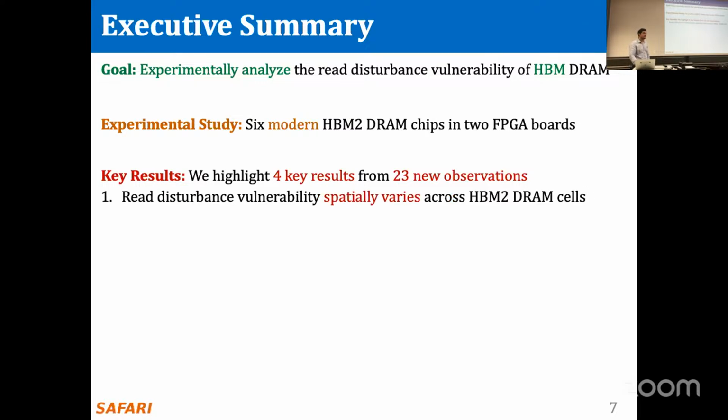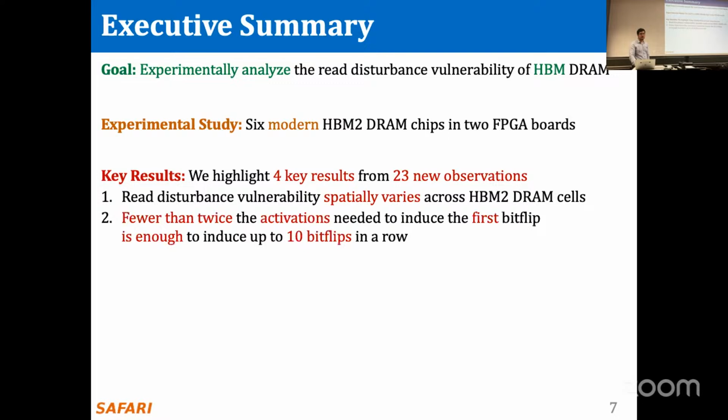We see that the read disturbance vulnerability varies across 3D-stacked channels in an HBM2 chip and across DRAM rows in each channel. On average, across all tested DRAM rows, we have this interesting observation that you may induce 10 bit flips with an activation count fewer than twice the activation count needed to induce the first one. This is a bit difficult, so I'll take my time to explain it. I don't want to leave you too confused. If X hammers are enough to induce the first bit flip in a row, with 2X hammers, you can get 10 bit flips in that row on average.